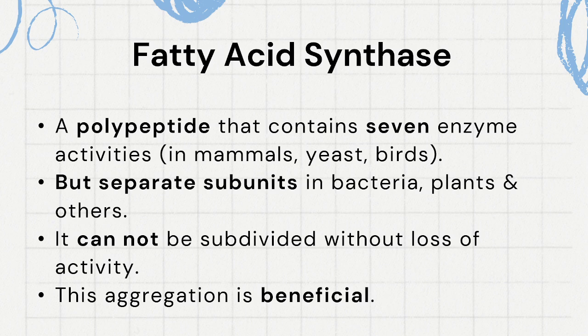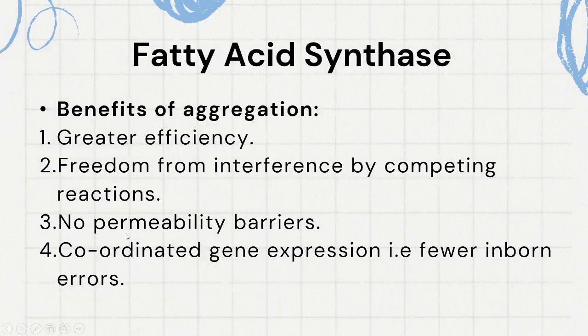This aggregation is beneficial. Why? Because it provides greater efficiency and it protects the reaction from interference by competing reactions. There will be no permeability barriers. All the products are sequentially present together, and at the level of the gene, these enzymes will have coordinated gene expression because they are next to each other. They are easily transcribed and translated with fewer inborn errors and genetic mutations.